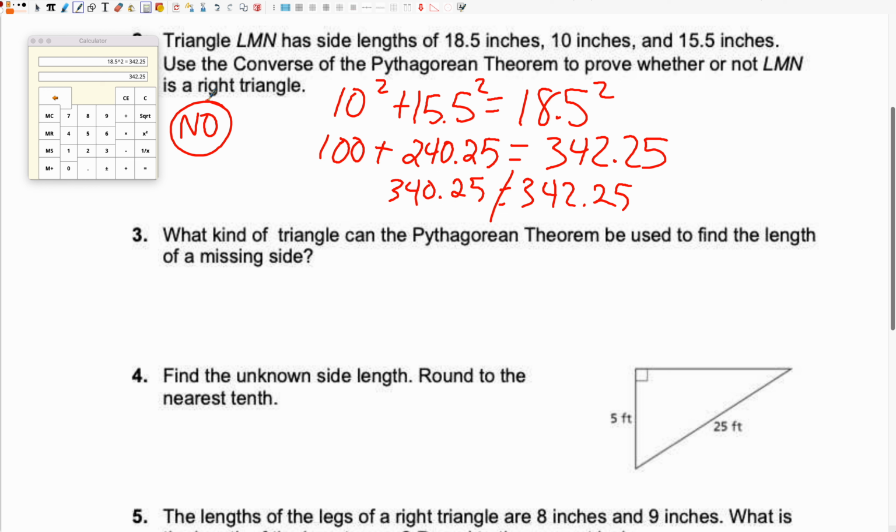Number 3, what kind of triangle can the Pythagorean theorem be used to find? Only a right triangle, right? Not any other kind.